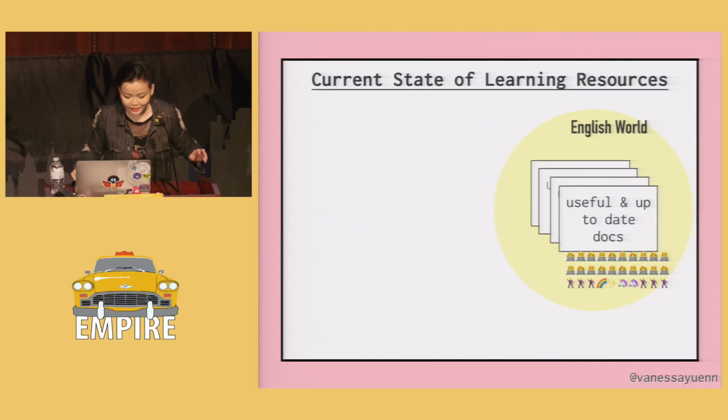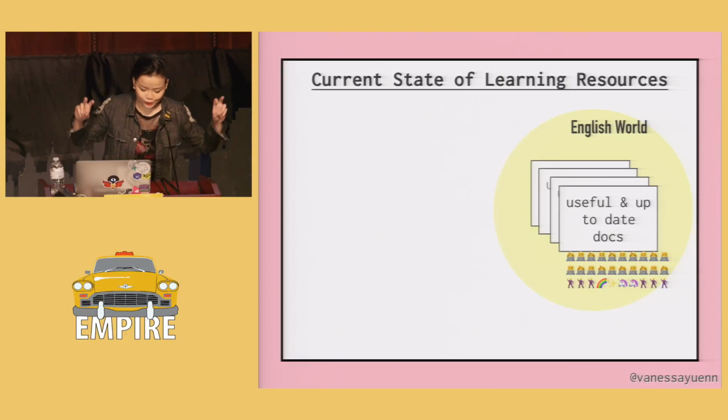To illustrate my point, there's this graphic illustration of what I call the current state of learning resources by language. So here you see there's this, I'm going to call it, the English world. You have all these up-to-date, super useful, first-class citizen documentations, and there are these huge, vibrant communities built around tools that you can use and learn from and be a part of. Rainbows, unicorns, basically everything awesome.